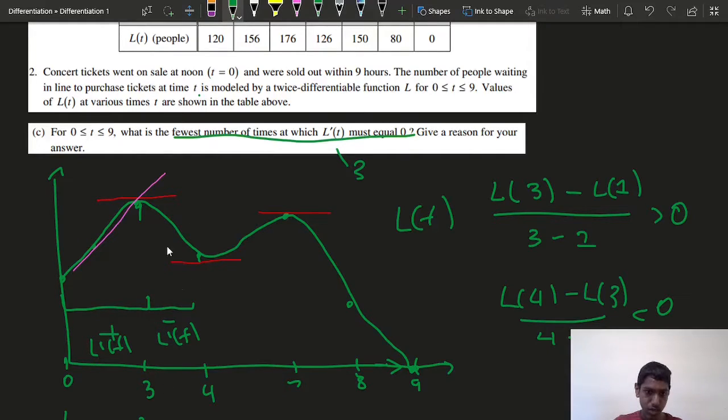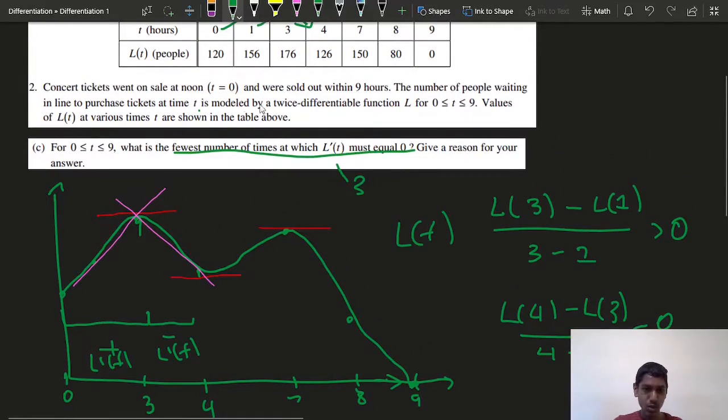So that's this interval right here. And so that means, since we know that this average rate of change is less than 0, we know that by the mean value theorem there will be a point where we are actually decreasing, right?